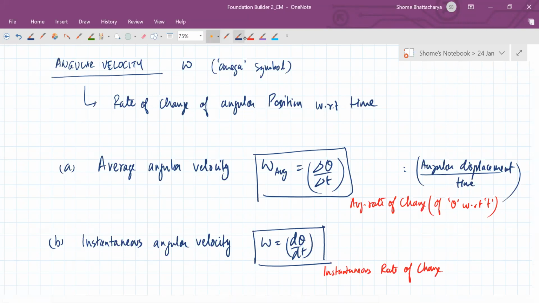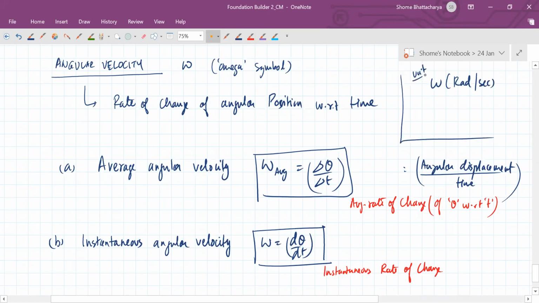And one way or the other, it is expressed in radians per second. That is the unit. And the dimension becomes capital T inverse, inverse of time. Or you can say it is M to the power 0, L to the power 0, T to the power minus 1, because radian is dimensionless, so divided by second. So this is the definition of angular velocity.